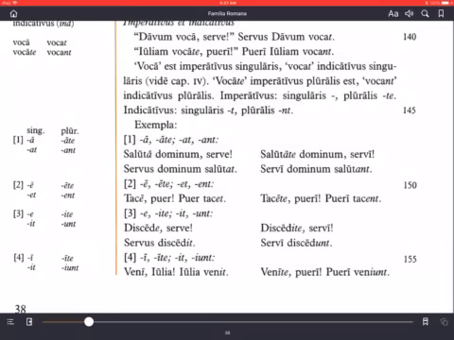Discede serve, leave, slave. Servus discedit, the slave leaves. Discedite servi, leave, slaves, plural. Servi discedunt, the slaves leave. All right, and then finally fourth conjugation with a strong I, so the strong I thematic vowel conjugation. Ite, it, iunt. Veni Iulia, come, Julia. Iulia venit, Julia comes. Venite pueri, come, boys. Pueri veniunt, the boys come.